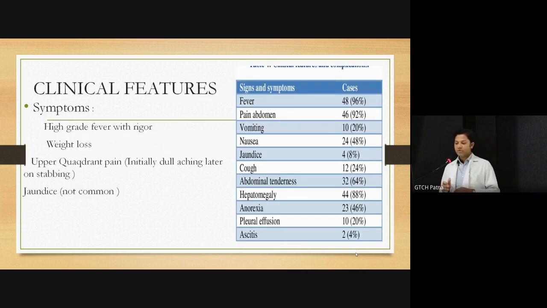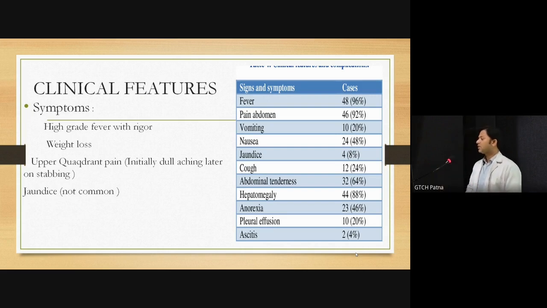Clinical features. If you talk about the clinical features, symptoms are high-grade fever with rigor and weight loss. I have already discussed this. Jaundice is not present in the initial stage. This is the table on your left side. It shows the correlation between the abscess size and the liver function test in the case of a liver abscess.